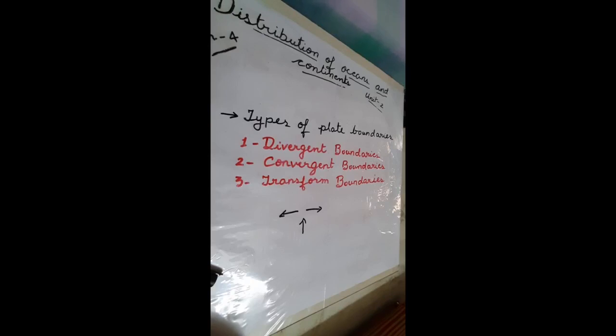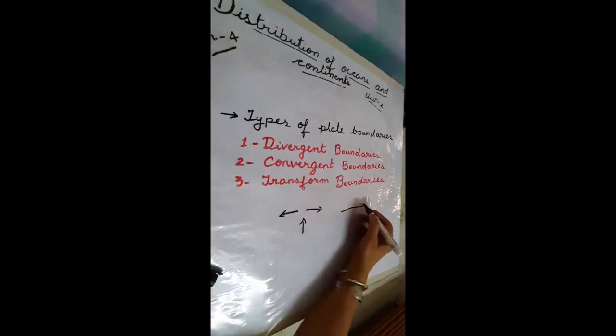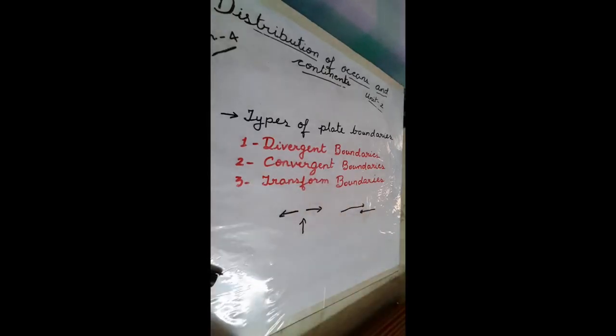Second is zones of convergence. These are the boundaries along which the edge of one plate overrides the other. ये एक प्लेट है, इसके ऊपर सेकेंड वाली प्लेट चली गई. The overridden plate slips down into the mantle and is absorbed.